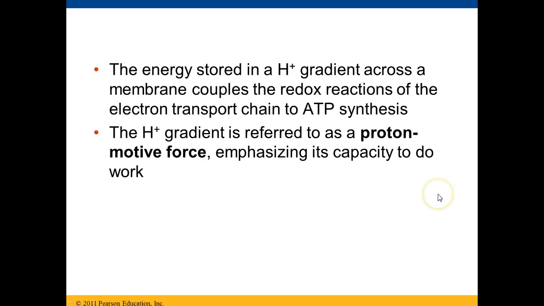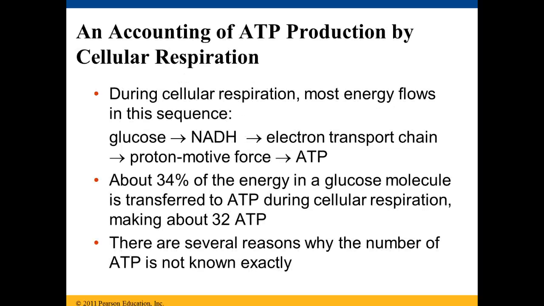And that whole idea of an H+ gradient, having a higher gradient on the outside than the inside, is called proton motive force, which I love as a term, emphasizing its capacity to do work. You can actually do work because there's a concentration gradient difference, which I think is really cool.